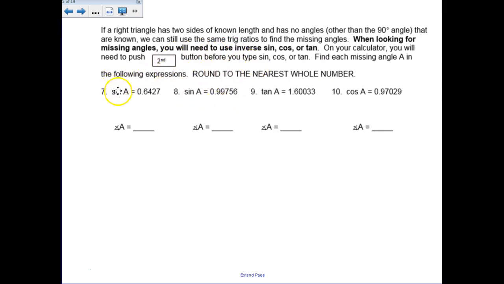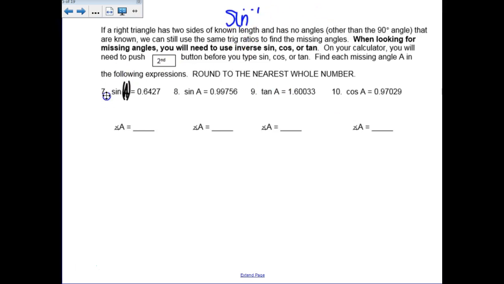So this question right here says sine of some mystery angle equals 0.6427. If I want to think of this like an algebra student, I have to undo a sine function, because I can't divide by a sine function. I have to undo it with an inverse. What is the way to undo a sine? Use an inverse sine. Do you see anything on your calculator that might represent an inverse sine? Yeah, right above the sine function button, it says sine to the negative first power. That is called the inverse or arc sine function.